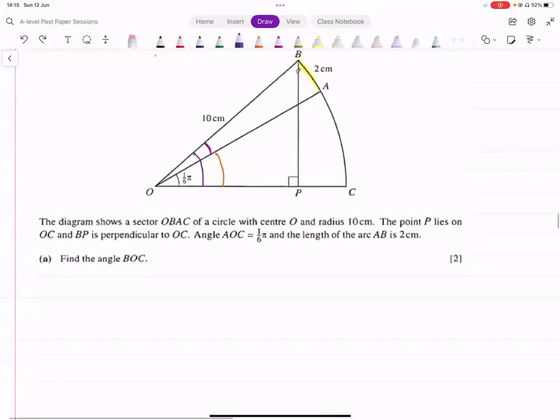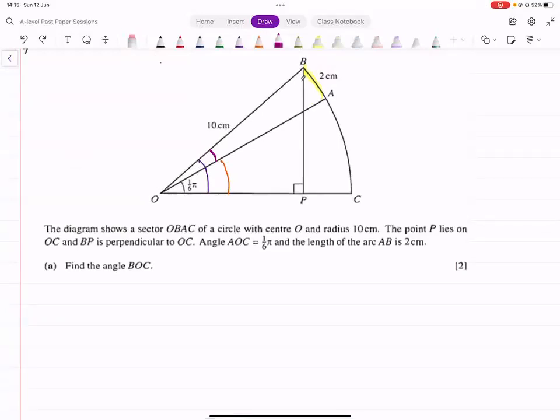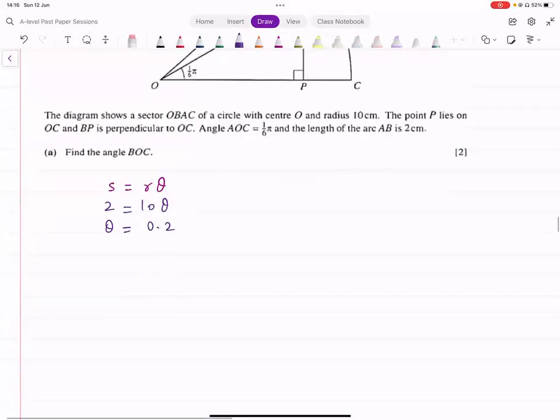So you can use the formula S equals R theta. That's the arc length formula. We know the arc length is 2. The radius is also known. That's 10 into theta. And that's going to give us the value of theta there. So that is 2 over 10, which is 0.2 radians. What about the angle BOC then? The total angle is going to be 0.2 plus pi over 6. Angle BOC is pi over 6 plus 0.2. And that's going to give us a result.